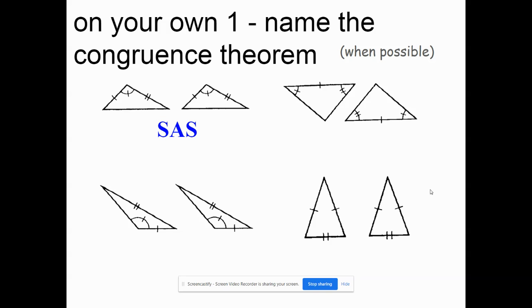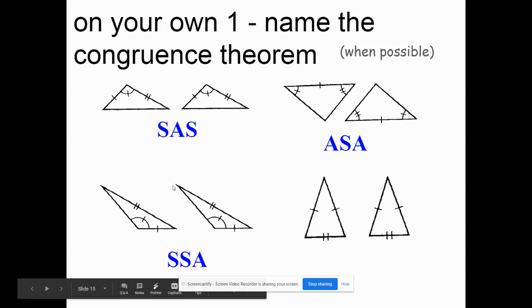So that first one would be side, angle, side, because the angle is included. Here the side is included between two angles. This has an angle, side, side, so that's not good. So that would be no. And this would be side, side, side.